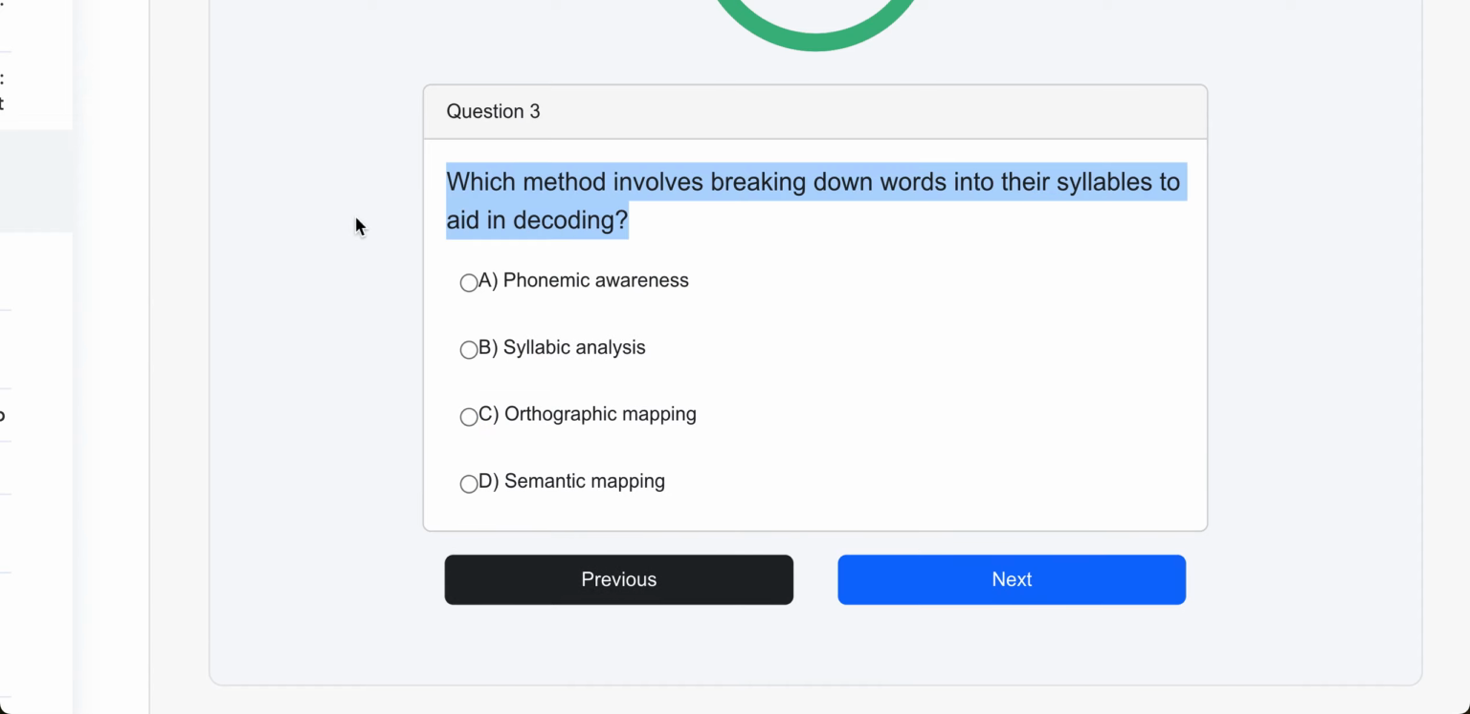This one reads, which method involves breaking down words into their syllables to aid in decoding? Remember, decoding means reading, encoding means writing.